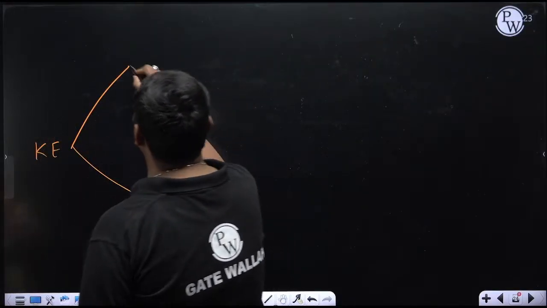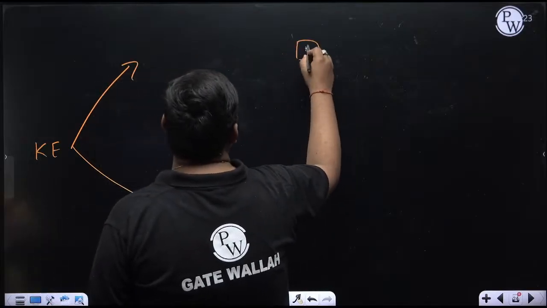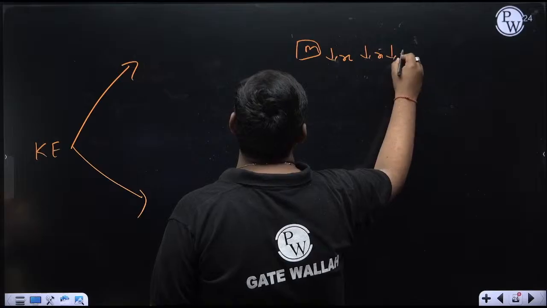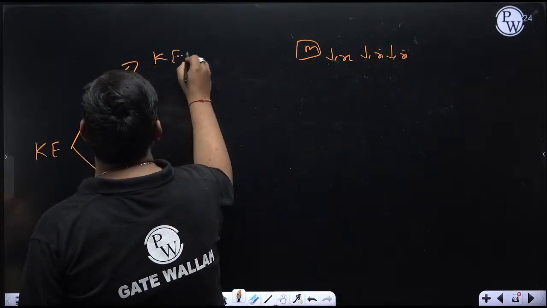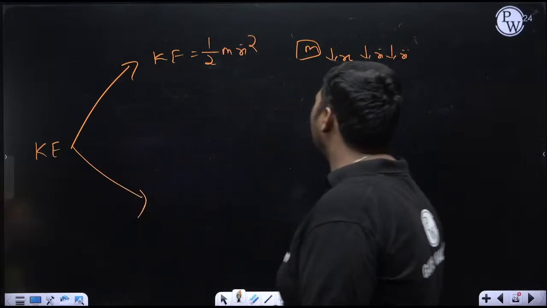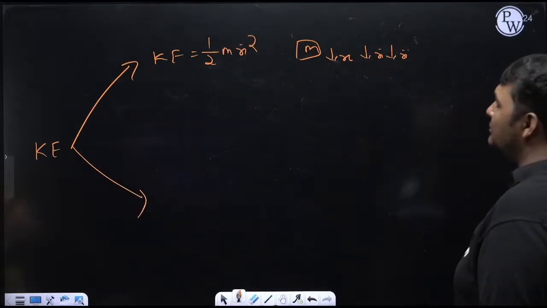If that body is translating, suppose this mass is m and its displacement is x, so velocity will be x dot and acceleration will be x double dot. So the formula to calculate kinetic energy is half m x dot square, where x dot is the velocity.